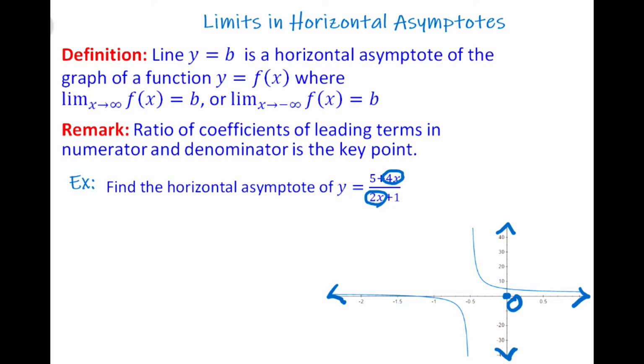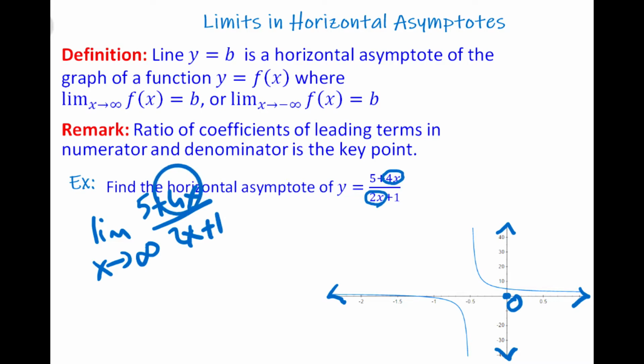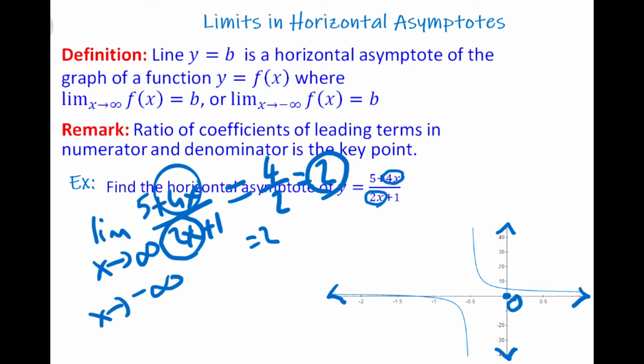And if we look at the limits, let me write it here, the limit when x goes to positive infinity of 5 plus 4x divided by 2x plus 1. And as you can see, we have 4x here, we have 2x here. And if you look at their coefficients, we have 4 divided by 2, which is going to be 2, guys. So when x goes to positive infinity, the limit is 2. Actually, when x goes to negative infinity also, still we're going to have 2. And we can actually see it over the graph as well.